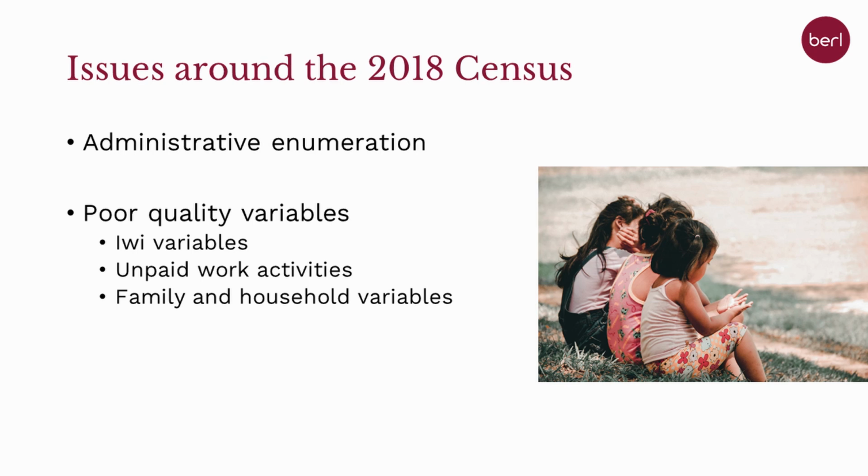Overall, the administrative enumeration process used by Statistics New Zealand was able to boost the quality of a number of the census data variables, but new or census-only data variables have been left in poor shape. These include the iwi and unpaid work variables, along with a number of family and household variables such as family composition and housing quality.